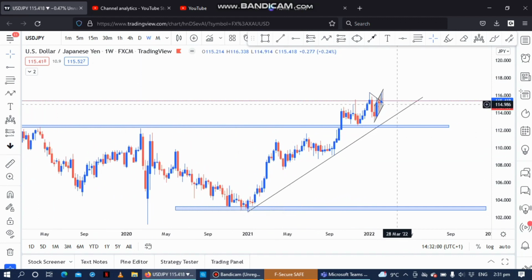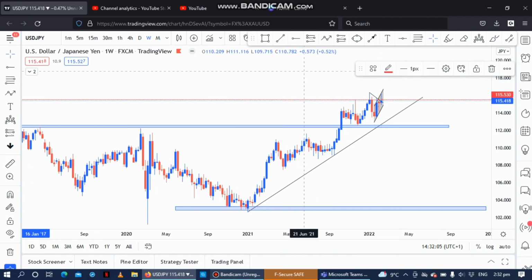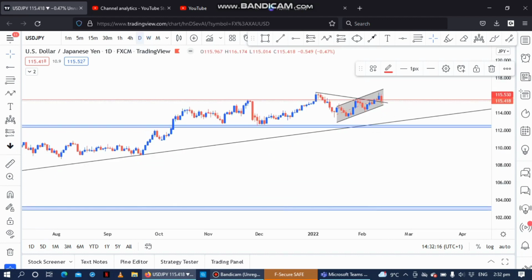And if at any point in time price manages to break above that level, then we will be buying USDJPY. But for now, price seems to have rejected off that level, so indicating probably a sell trade. But we'll look at more time frames to see if that's the case.